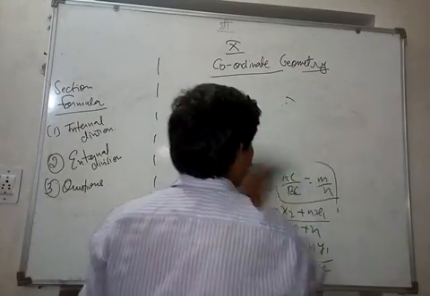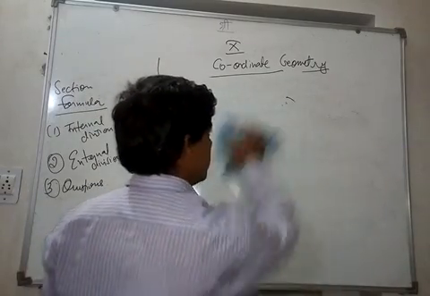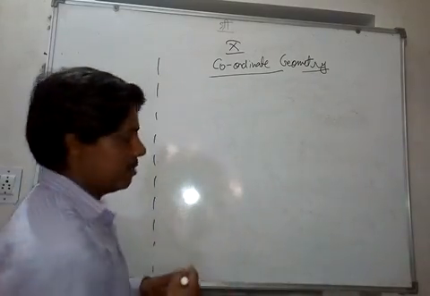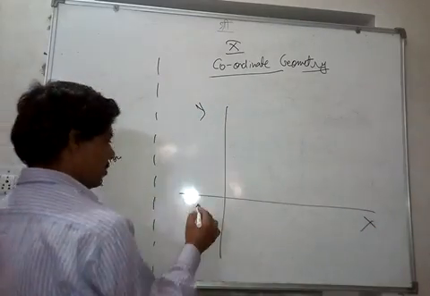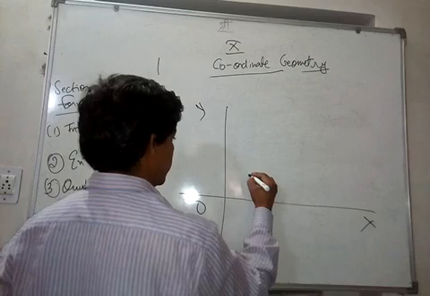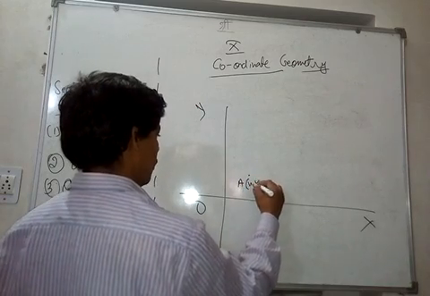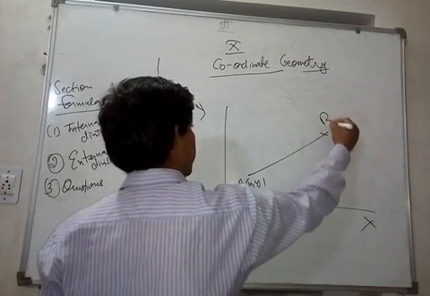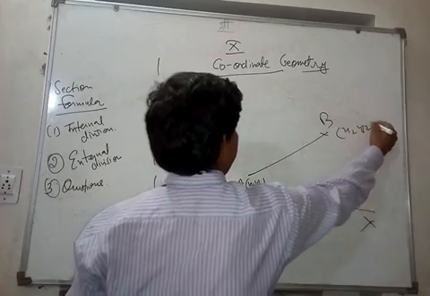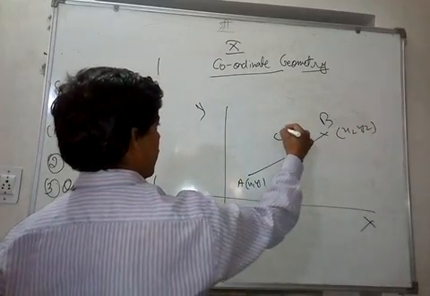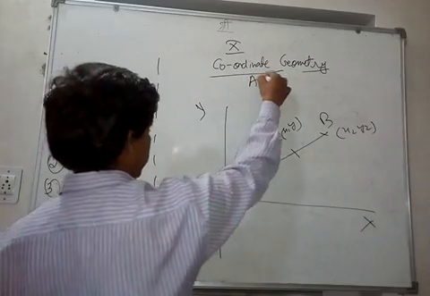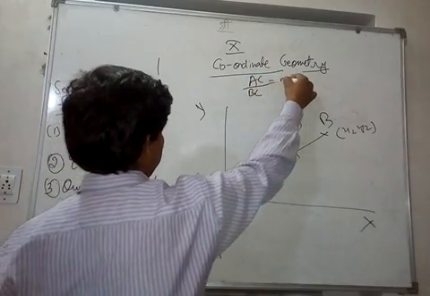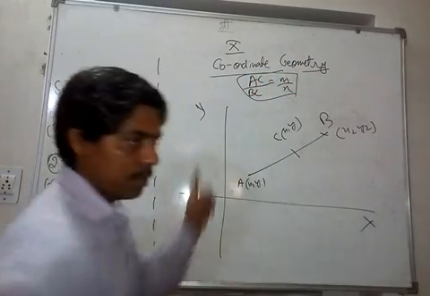The derivation part starts with your coordinate axis. So you will have to write the x-axis and the y-axis, and this is the origin. Let's take this point as again A x1 y1, this point as B x2 y2, and this point as C x comma y, right? And what is given to us, AC upon BC is m upon n. This is given to us.